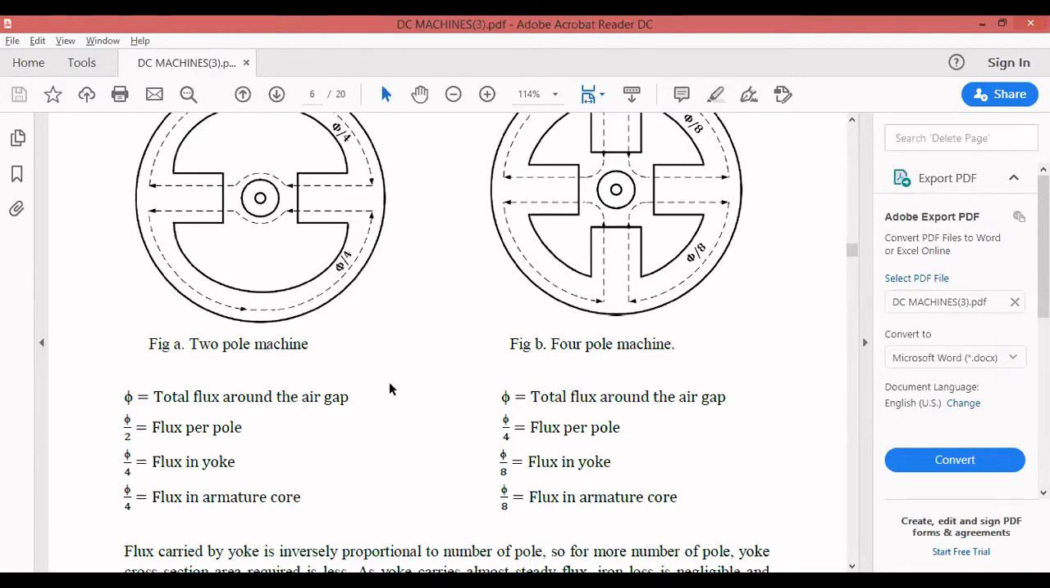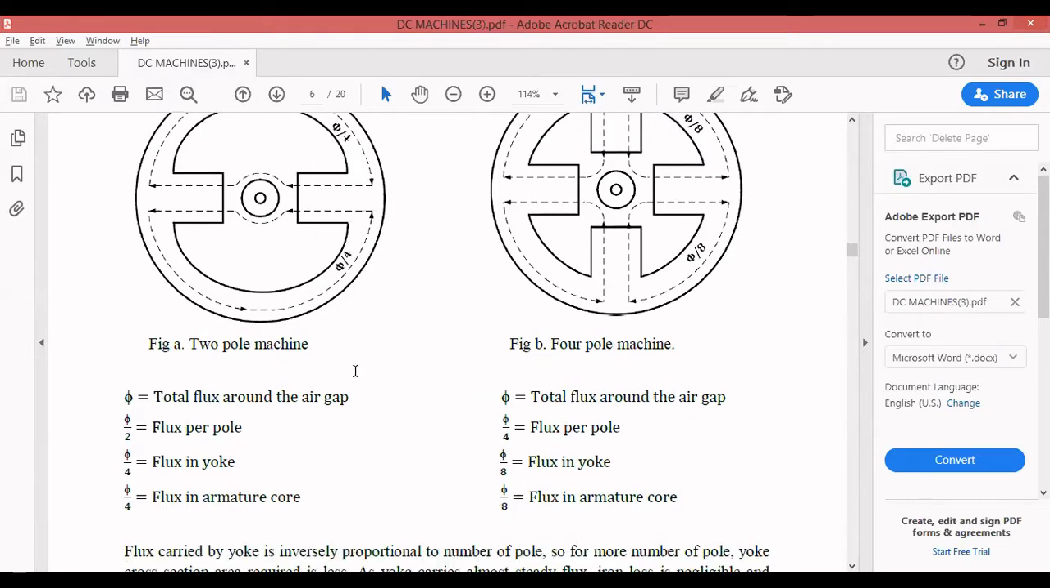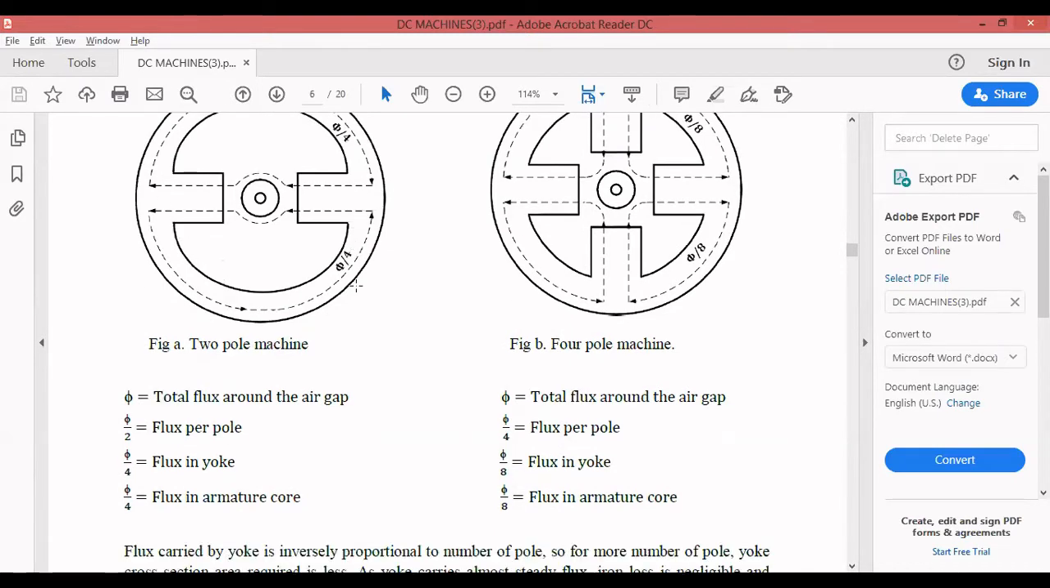Total flux around the air gap. Let φ be the total flux around the air gap. And definitely, if you have two poles, the flux will be divided by 2. The flux per pole will be what? φ by 2. The flux in the yoke will be what? φ/4. The flux in the yoke will be φ/4. And flux in the armature core will be what? Will be φ/4. This is for a two pole machine.